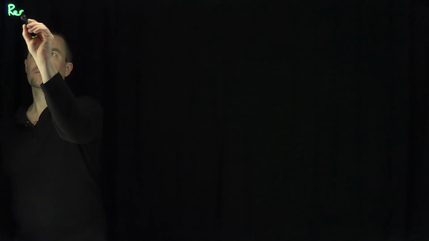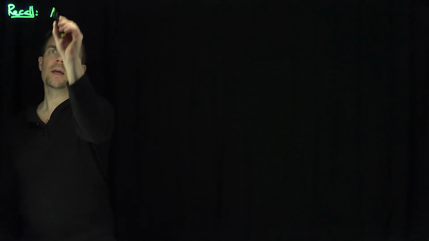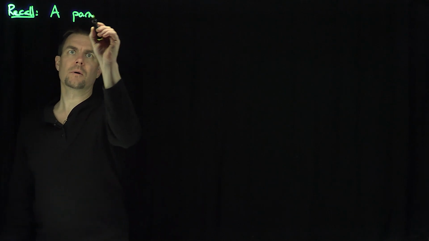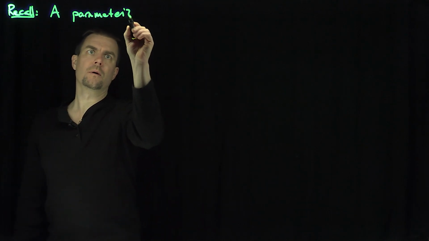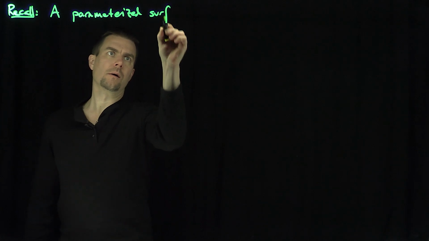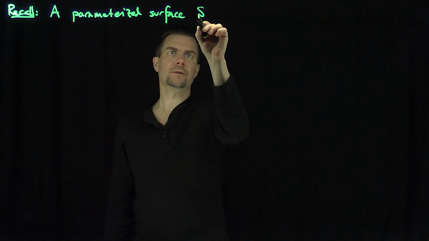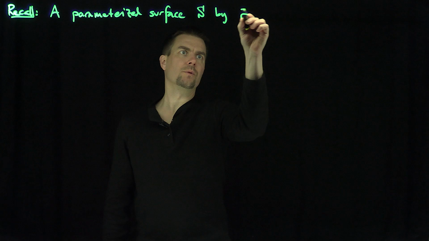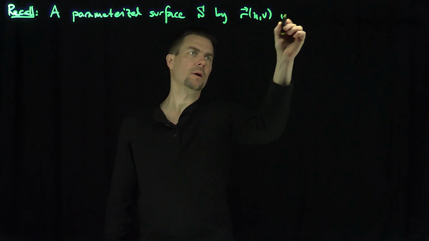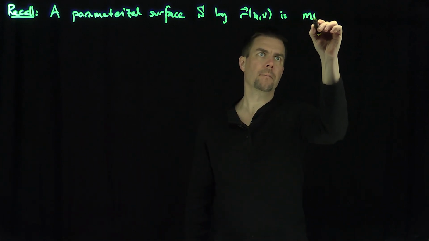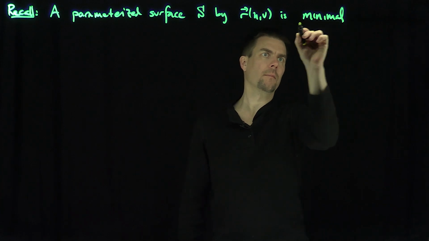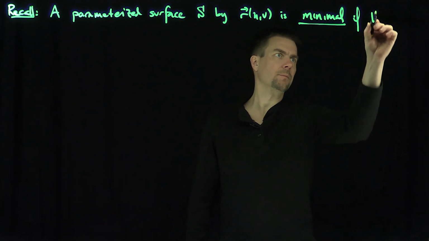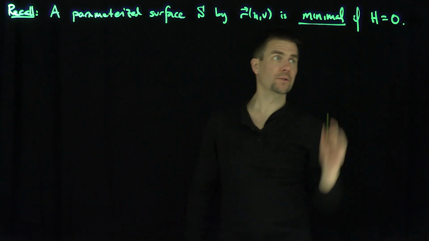Welcome to this video, where we will understand the connection between harmonic vector fields and minimal surfaces. Let's recall that a parameterized surface S given by R of U and V is minimal if its mean curvature is equal to 0.